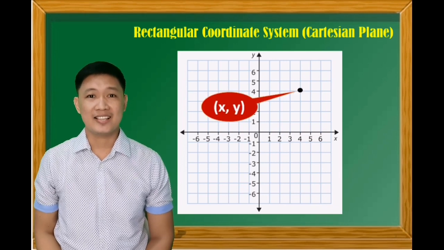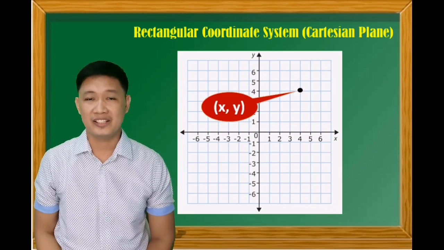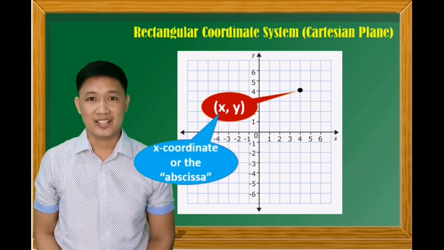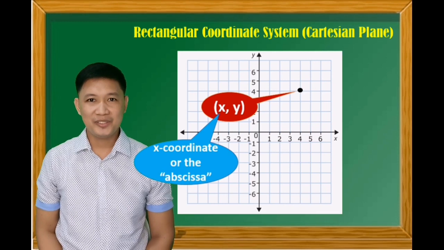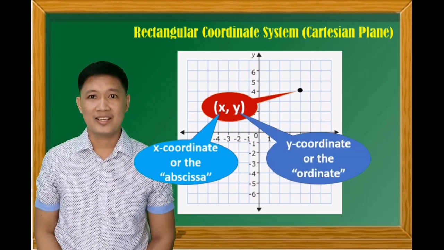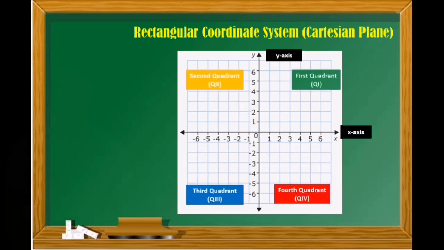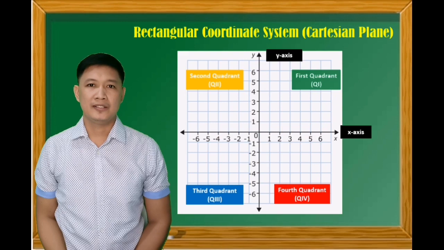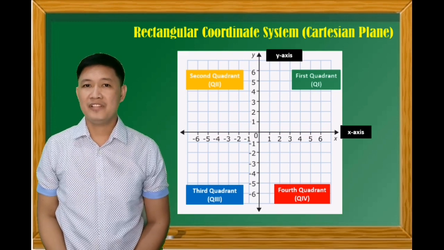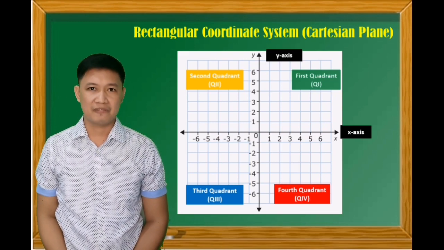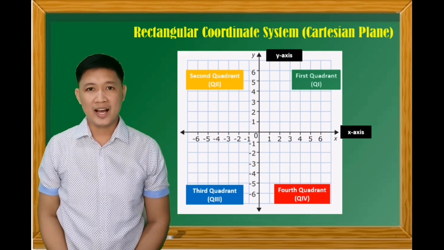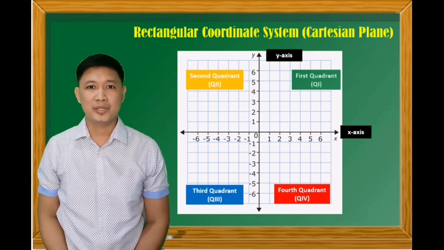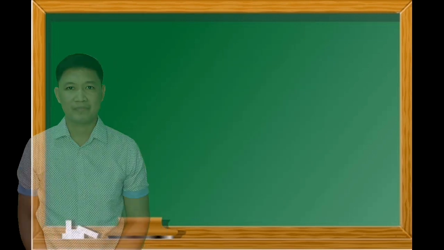Each point on a plane is associated with an ordered pair of real numbers (x, y). The first number is called the x-coordinate or the abscissa, while the second number is called the y-coordinate or ordinate. Notice that on the x-axis, the sign of the numbers to the right of 0 is positive, while the sign of the numbers to the left of 0 is negative. In the same manner, on the y-axis, the sign of the numbers above 0 is positive, while the sign of the numbers below 0 is negative.